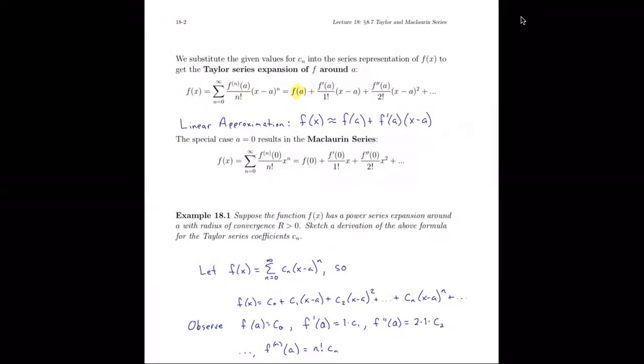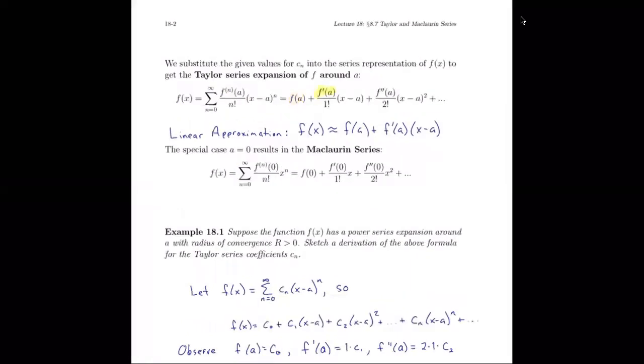Next up, n equals 1, we get f prime of a for the first derivative. Then we have 1 factorial in the denominator. We have x minus a to the first power. And we continue to do this. That's a first order term. And in fact, if we cut it off right here and just looked at this section, this should be recognizable. We can drop the 1 factorial. It's just equal to 1, so we can throw that away. But f of a plus f prime of a times x minus a, that is exactly the linear approximation of f of x at a.